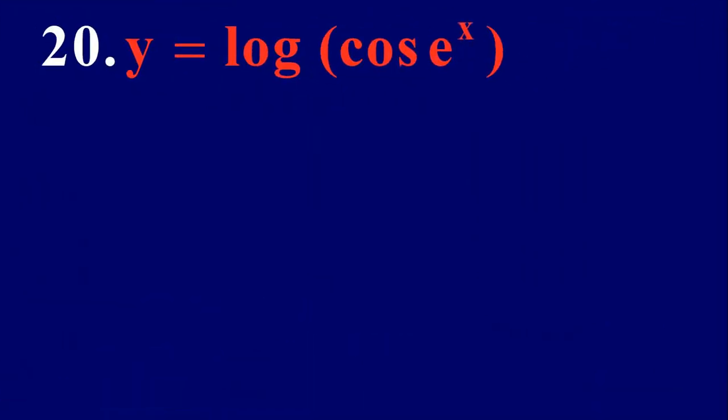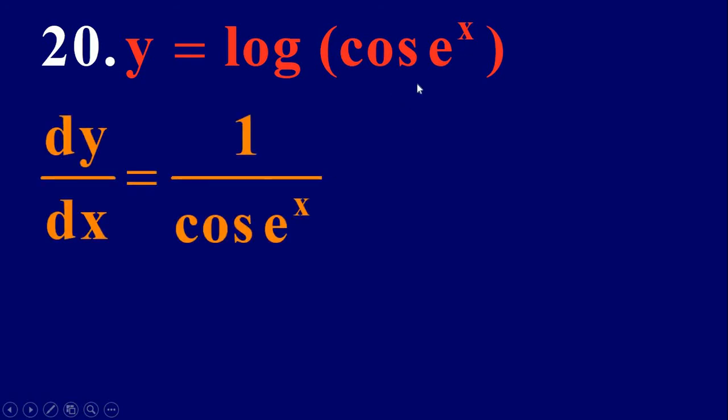The next one, y equal to log of cos e power x. It is of the form log x, and log x differentiation is 1 by x. So therefore dy by dx is 1 by cos e power x. But it is not x. In place of x we have cos e power x. So again you have to differentiate cos e power x, and cos differentiation is minus sine. So here it is minus sine e power x.